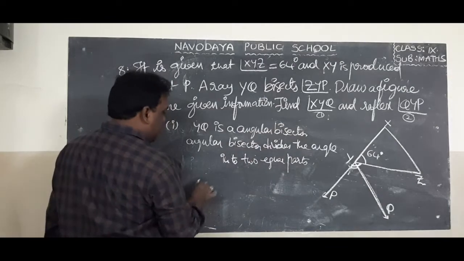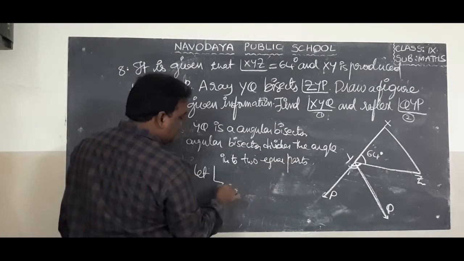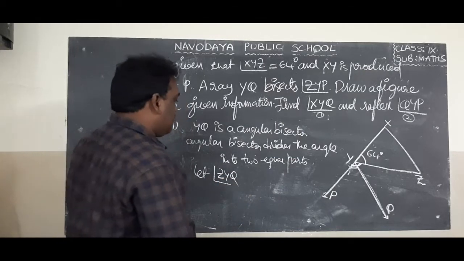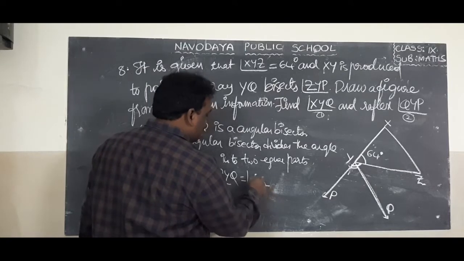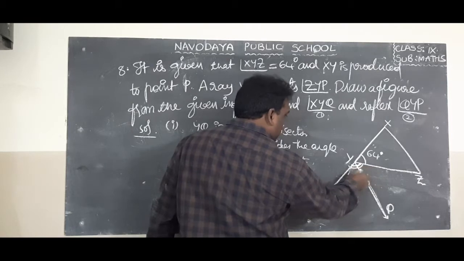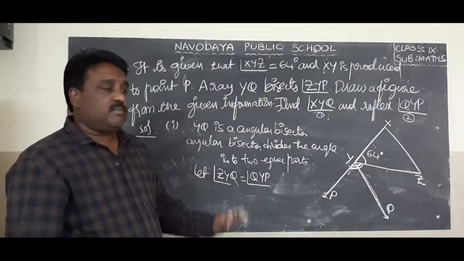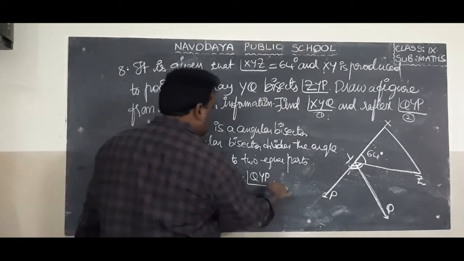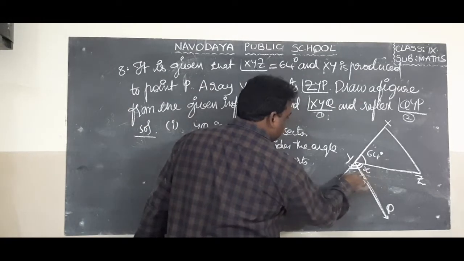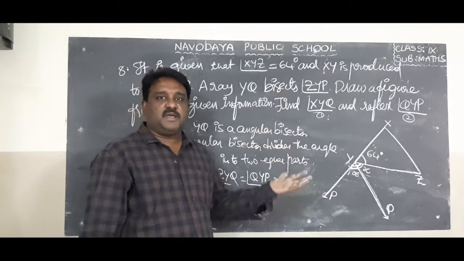Then what are the equal angles? Let angle ZYQ equal angle QYP. I am talking about these two angles. Number one, angle ZYQ. Number two, angle QYP. Let it be x. So my assumption is this is x, this is also x. Two angles are equal because it is an angular bisector.